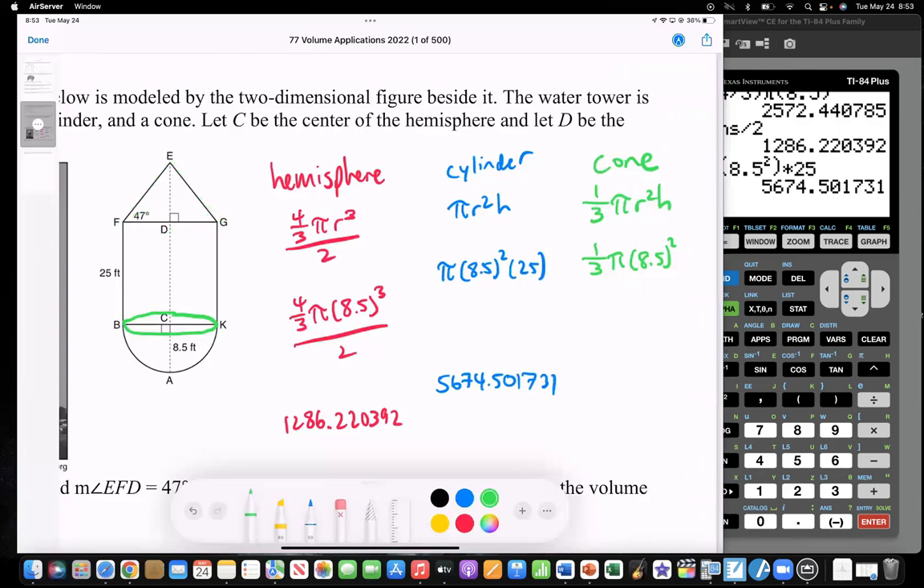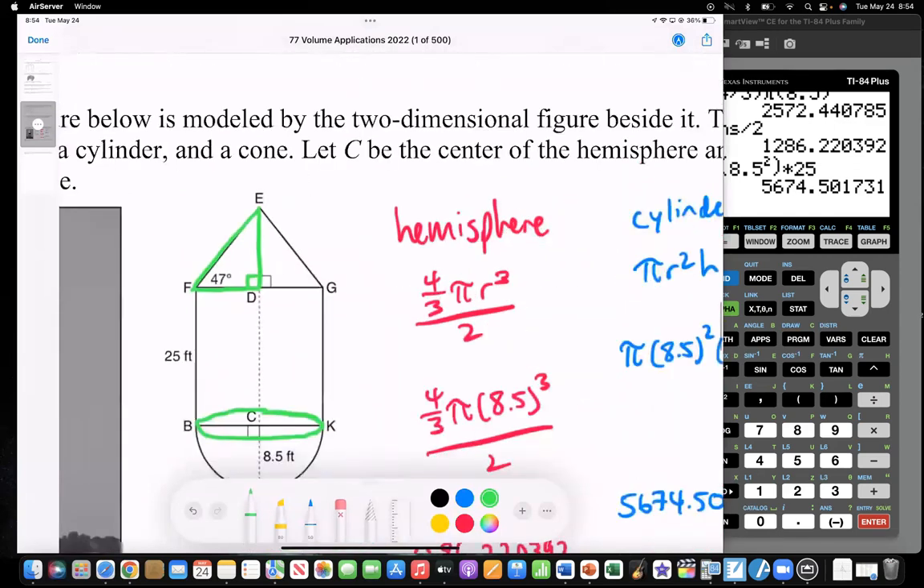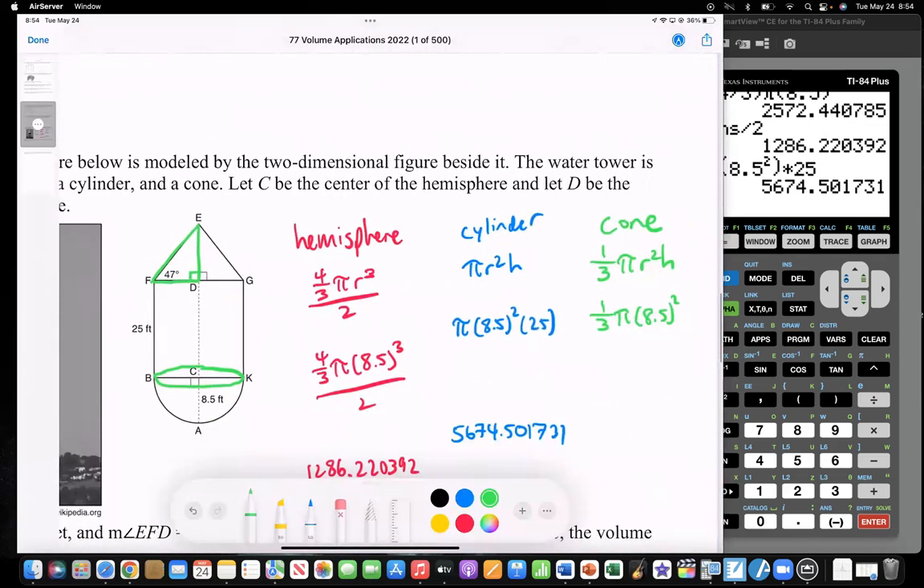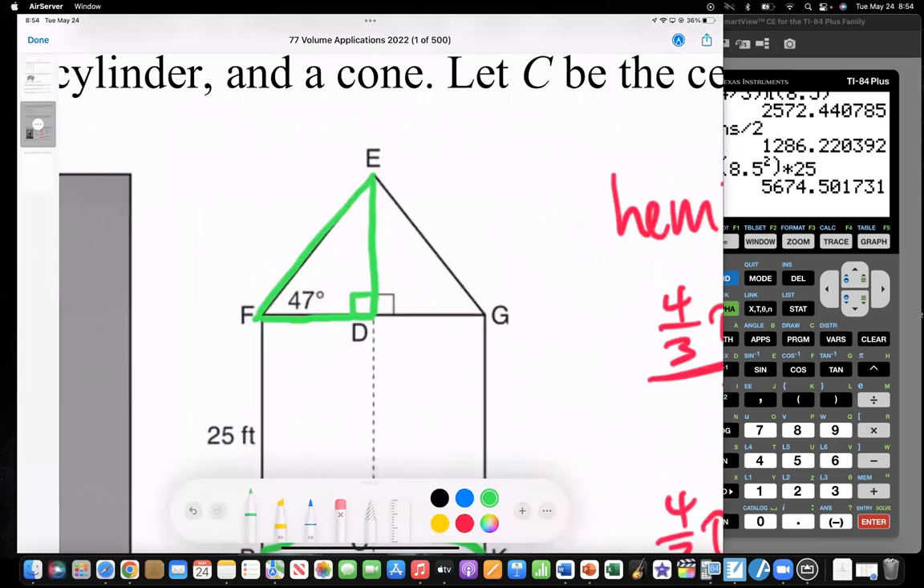So I want to look at what it does tell me about this cone here. I notice it gives me that 47 degrees, and it also gives me this right angle here. So if I look at this triangle, we have the right angle here. We need to find the height. That's the only thing I'm missing from my formula here. We have everything else. I just need to plug in this height over here. So if I zoom in here, I need to find this height. So that's what I need to find. I'll put an H there.